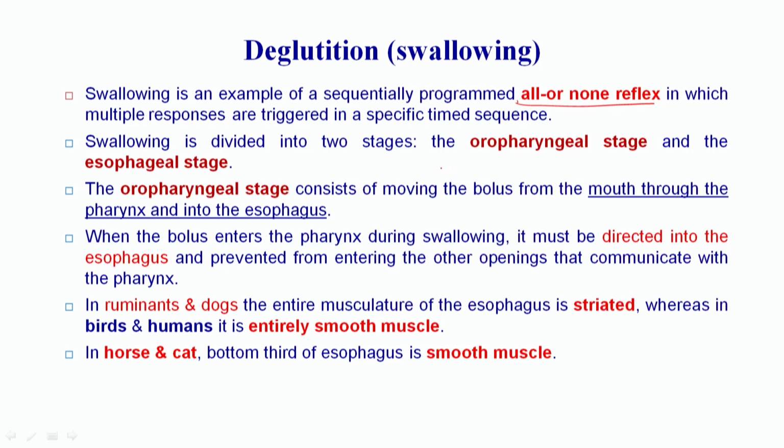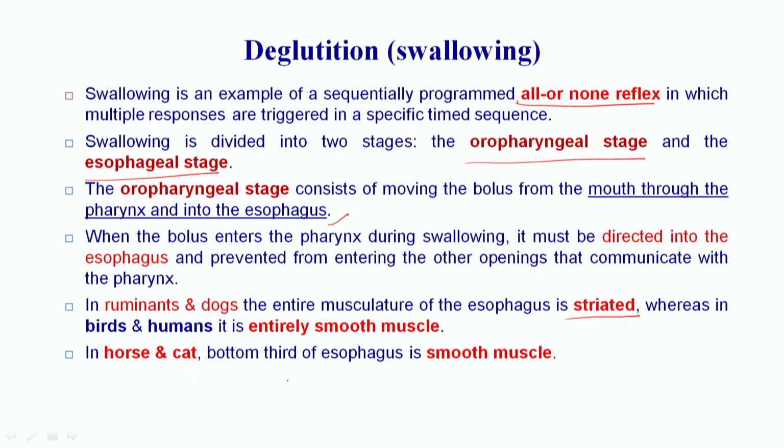Swallowing is divided into two stages, the oropharyngeal stage and the esophageal stage. The oropharyngeal stage consists of moving the bolus from the mouth through the pharynx into the esophagus. When the bolus enters the pharynx during swallowing, it must be directed into the esophagus and prevented from entering the other openings that communicate with the pharynx. In the ruminant and dog, the entire musculature of the esophagus is striated, whereas in birds and humans it is entirely smooth muscle.